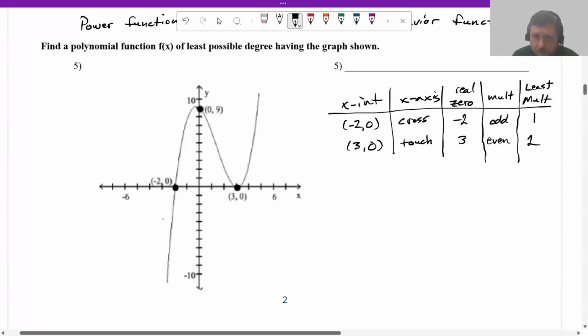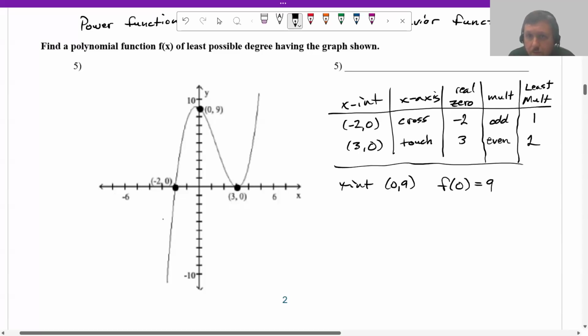All right. We can see that there's a y-intercept. So they're just giving us another point. They don't necessarily have to give us a y-intercept. They could just give us any other point that's not an x-intercept, and that can help with the next part. So that's directly telling us that f of 0 is equal to 9 for our final function.